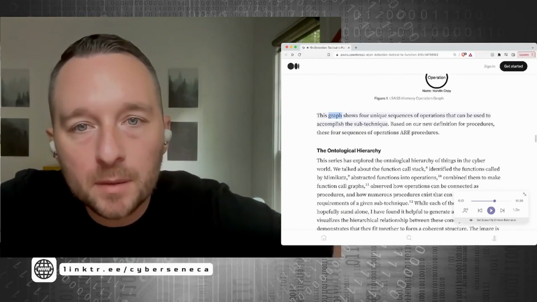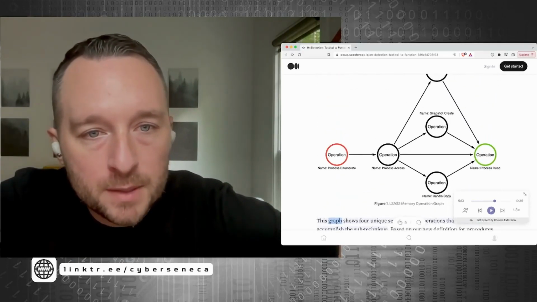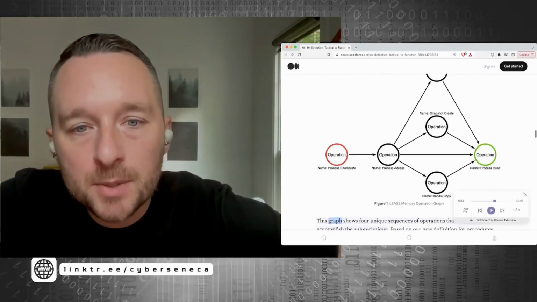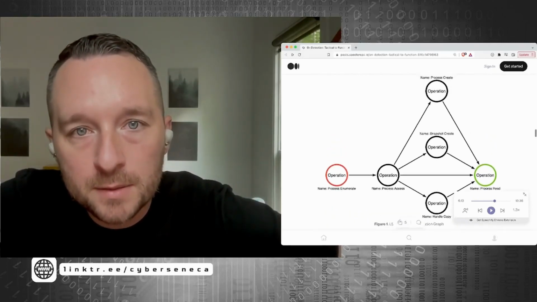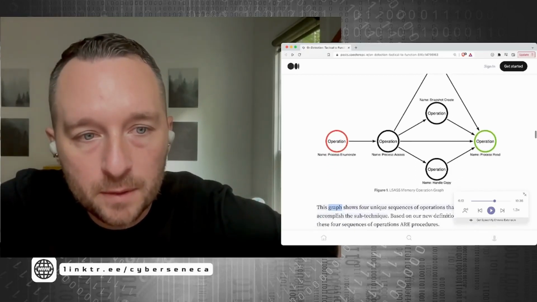All right, I gotta pause here. Let me look at this thing. Process enumerate, process access, snapshots, handle, process read, process create, LSASS memory operation graph.